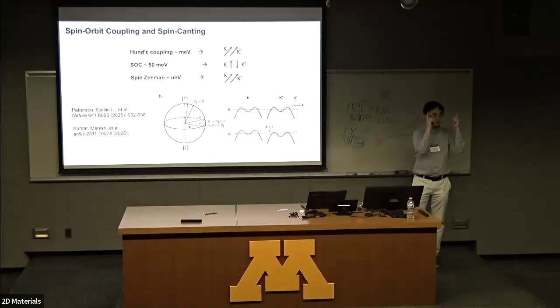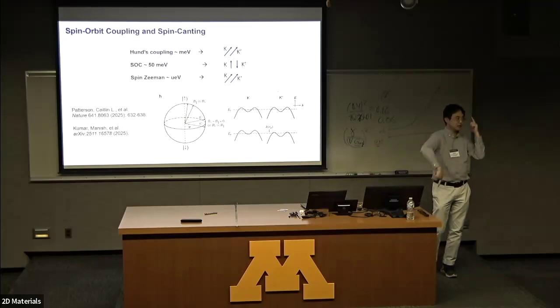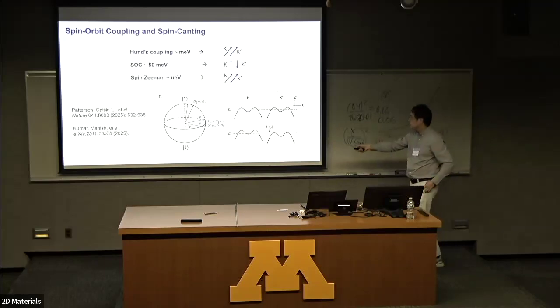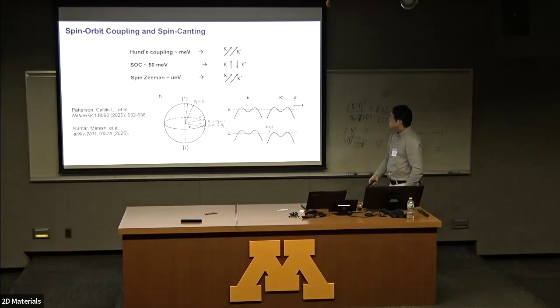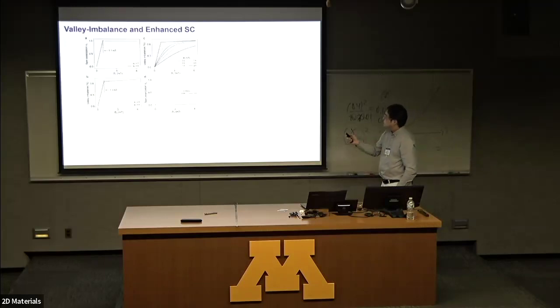Because now you force the spin to be in the same direction, but SOC will give you a positive energy in one valley and negative energy in the other valley. You create a valley imbalance here. So based on this picture, you actually can calculate how the spin polarization of the system and the valley imbalance respond to vertical magnetic field.